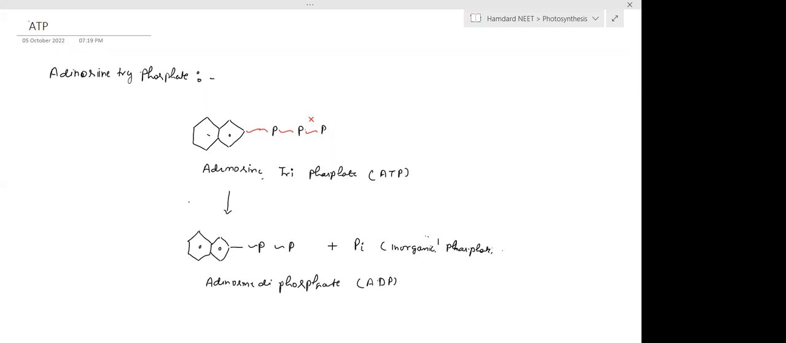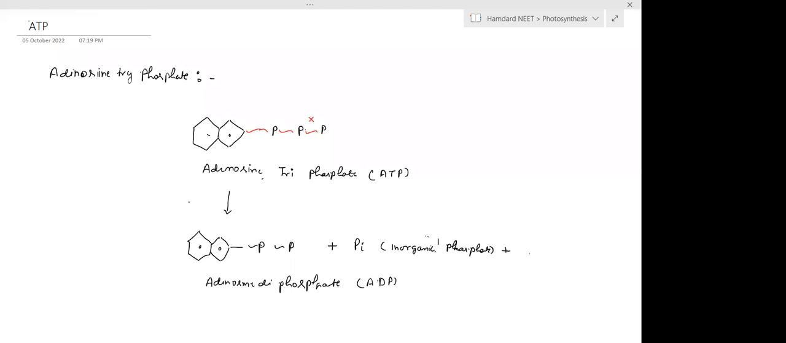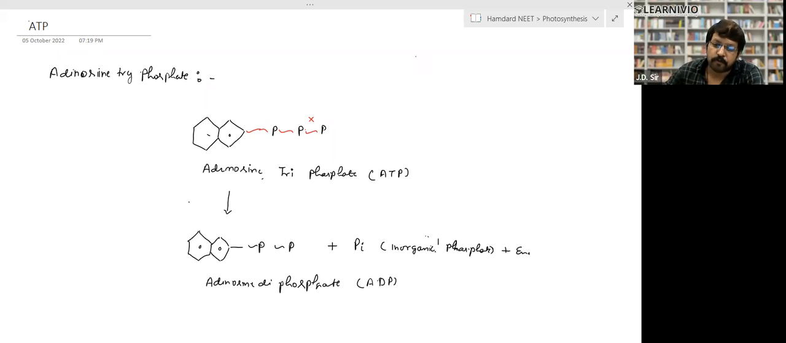Why is it called inorganic phosphate? That's what you are asking. Just a minute. Actually, this is not organic because this is just a phosphate, PO4, right? It's a phosphate, so this is an inorganic compound. This is no more an organic compound. ATP is an organic compound, right?